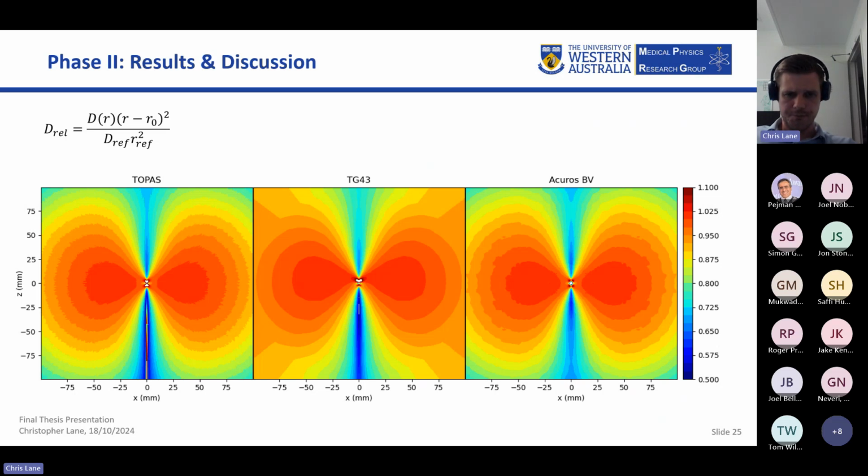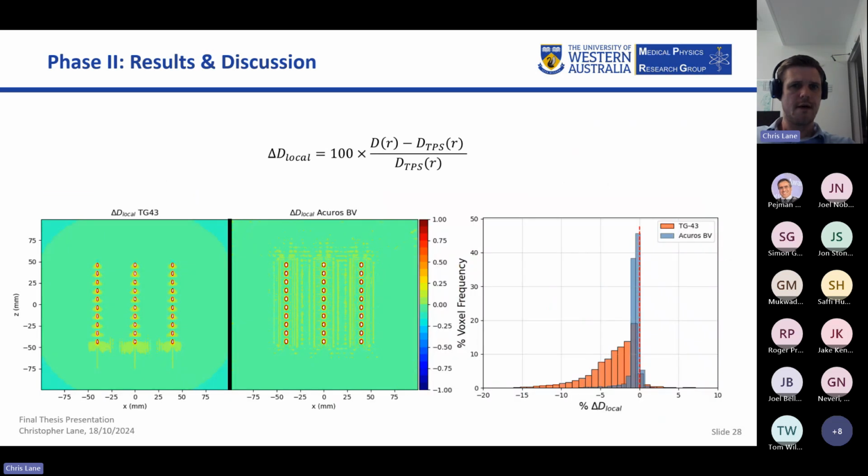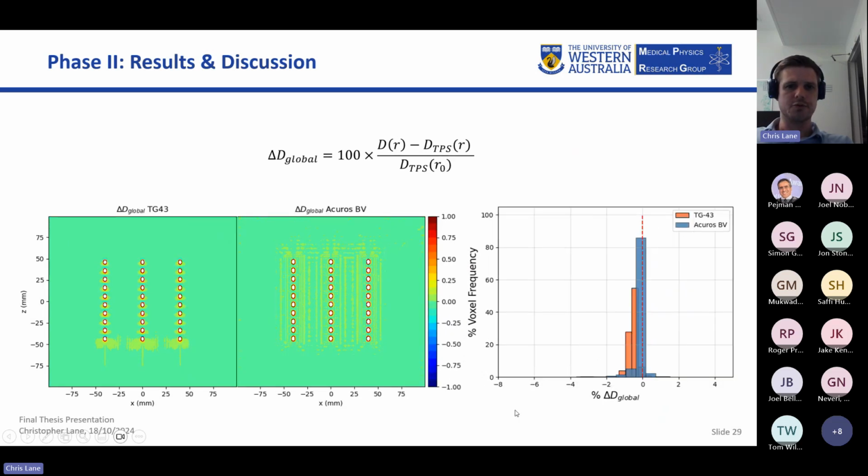TG43 seems a bit peculiar, but it's likely because it's very much an approximation. We can see this is looking at the line source and the grid source. The key result here is that TG43 seems to be overdosing, giving a local dose where we're comparing the Monte Carlo dose to the treatment planning system divided by the treatment planning system. So looking at local voxels, it's definitely disagreeing with Monte Carlo more than Acuros is, and there's more of an overdose.